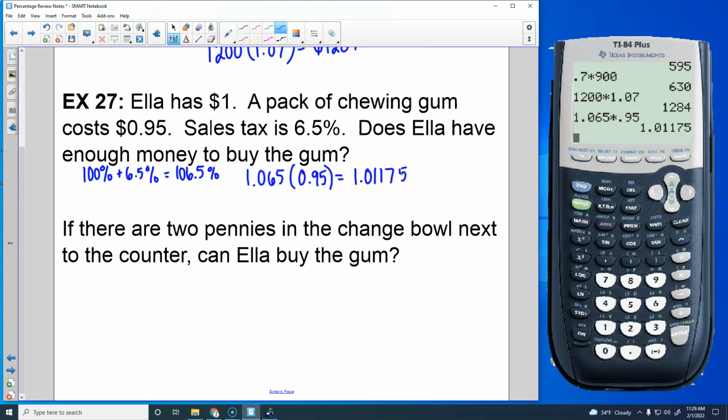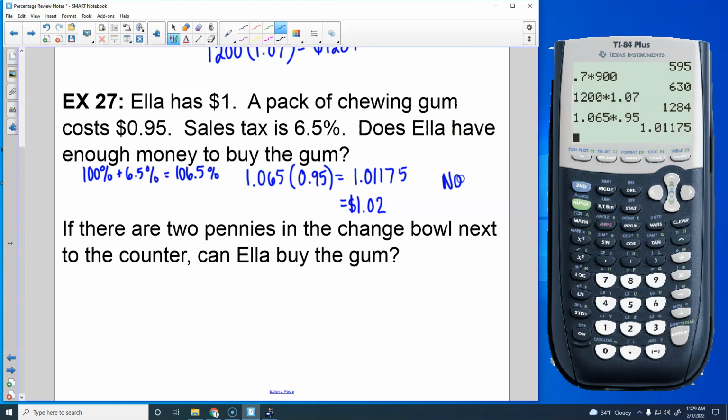I think cash registers are going to automatically round that up to $1.02. Although technically it would round down to $1.01, I feel like they have a round up algorithm where they always round up. So you need $1.02. Does she have enough money?